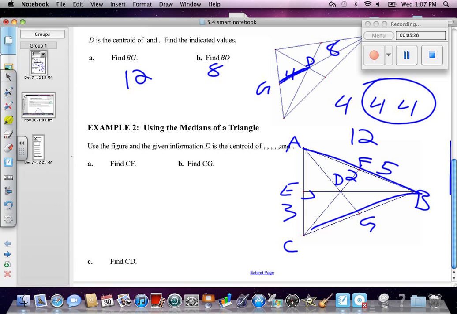If D to F is 2, what is C to F? 4. So we know D to F is how much? It's 1/3, right? So that means we'd have 3 2's to make up the whole thing, which would be 6. Okay, so here's a tricky one. What is the length of CG? 5. We know FB is 5. We know the medians cut at the midpoint. Therefore, this has to be the same as this, and we know these two sides are the same. So we know it has to be 5.